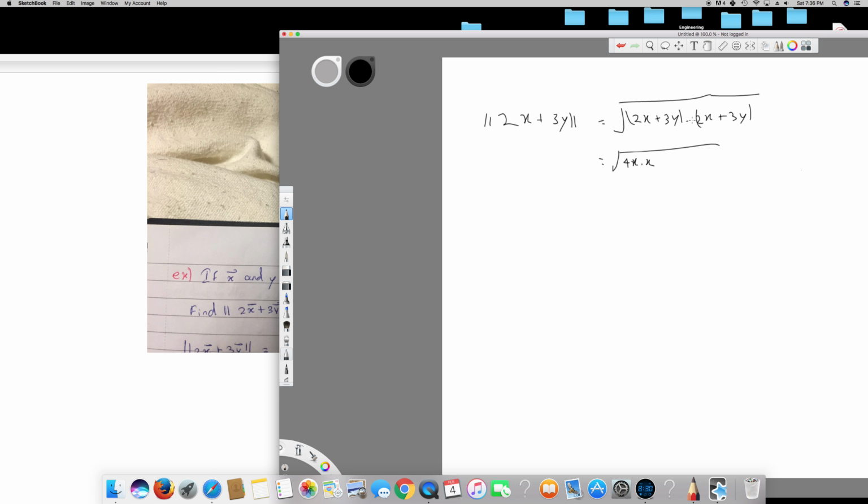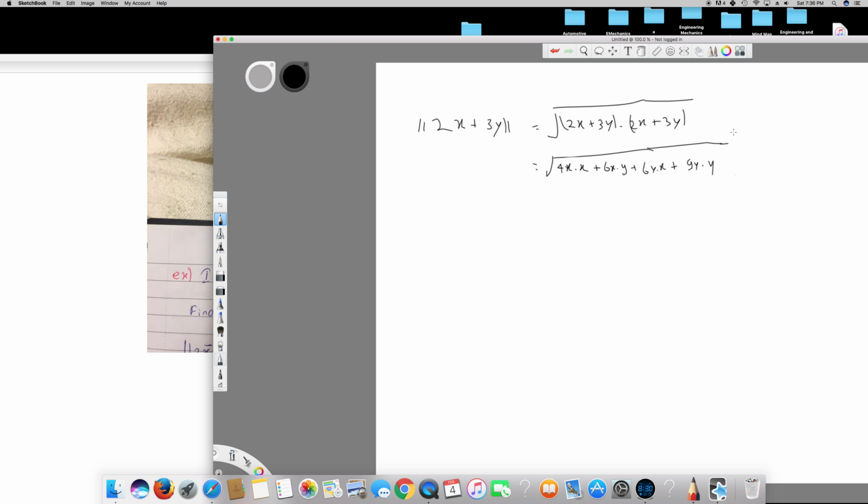And then 2x times 3y is going to be 6 x dot y, plus 3y times 2x is going to be 6 y dot x, and 3y times 3y is going to be 9 y dot y. Since it's a unit vector, whatever the unit vector dot by itself is equal to 1. So that's what we have to remember. X dot x is going to be 1, so I'm going to multiply 4 by 1, and x dot y they have provided in the question is equal to 3.